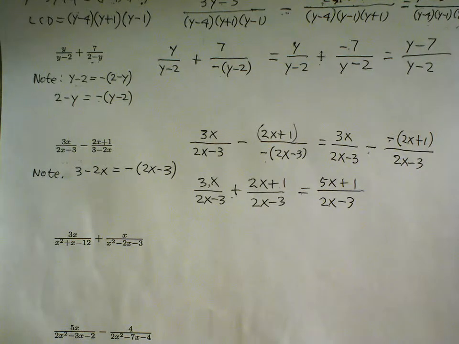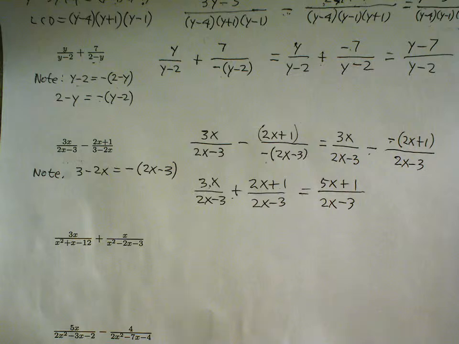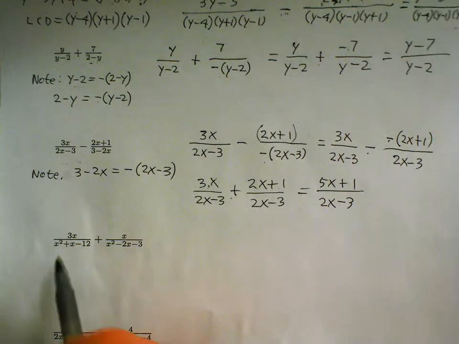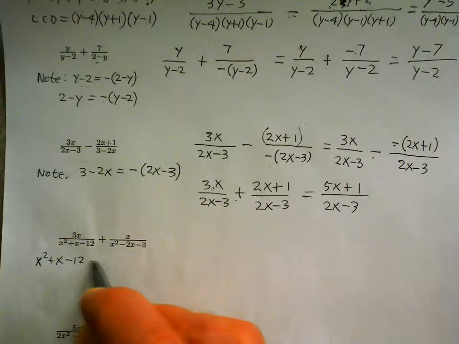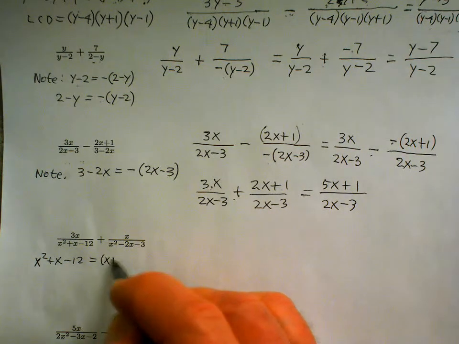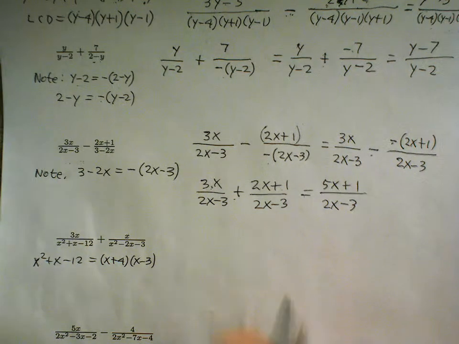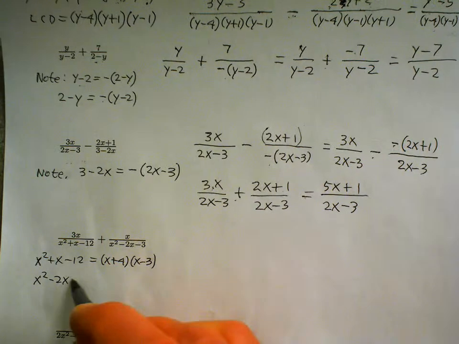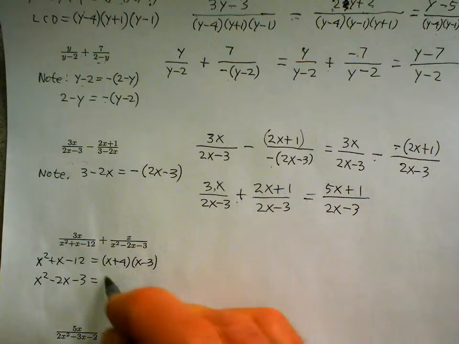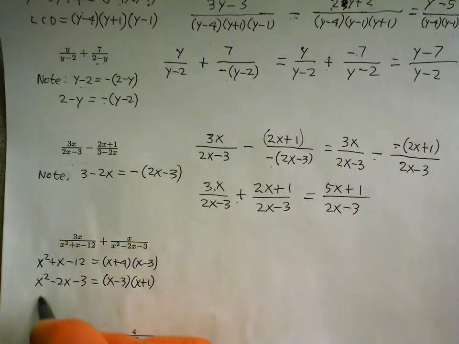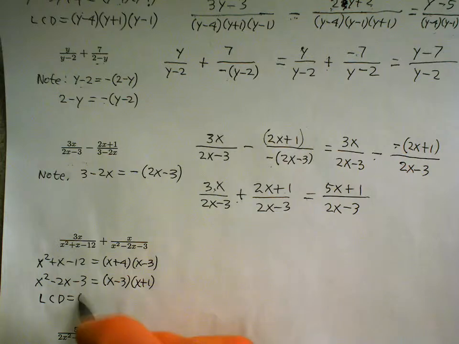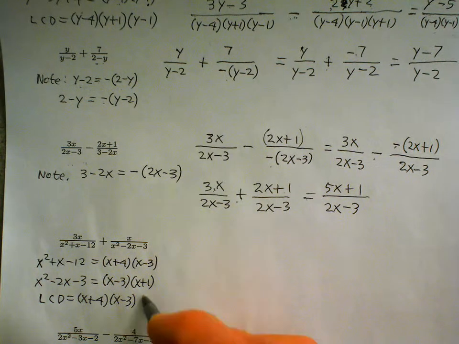All right, the next one. 3x over x squared plus x minus 12 plus x over x squared minus 2x minus 3. Okay, so let's factor each of the two denominators so that we can find a common denominator. So x squared plus x minus 12. The two factors are x plus 4 and x minus 3. The other denominator, x squared minus 2x minus 3. The two factors are x minus 3 and x plus 1. And so the least common denominator is x plus 4 times x minus 3 times x plus 1.